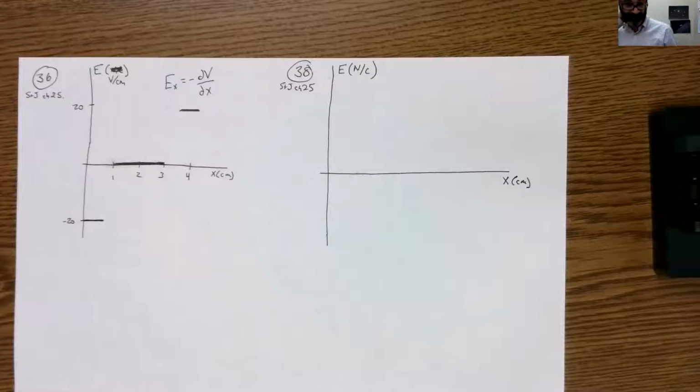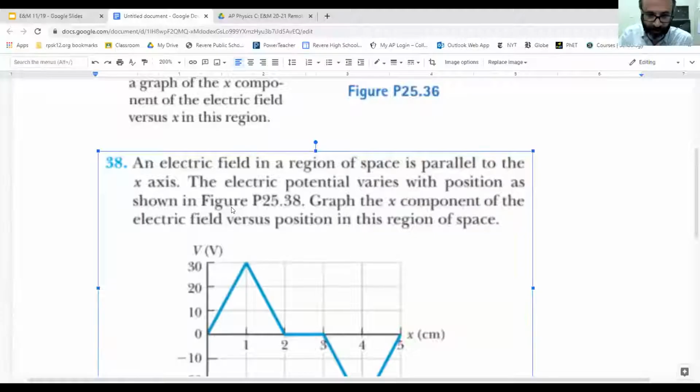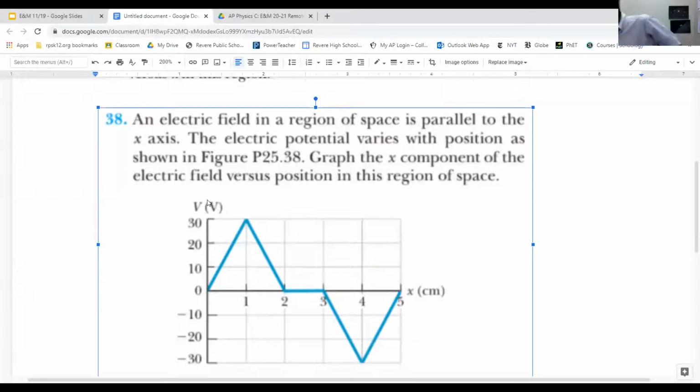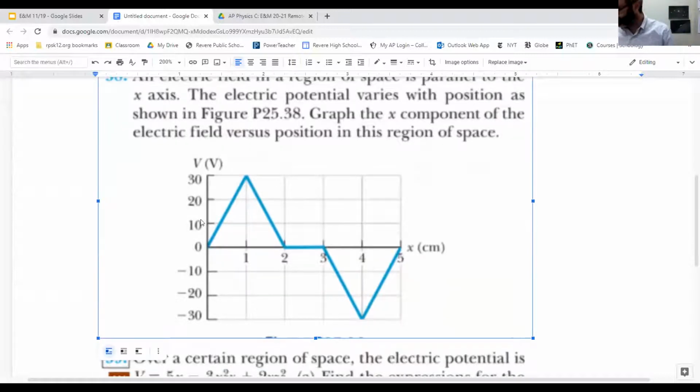38 is going to be pretty similar. So let's take a quick look at that graph. I think it's the same question, but a slightly different graph. In number 38, again, it says the electric field is parallel to the x-axis, and it gives us the graph of the potential with position, and it asks us to graph the x component of the electric field. So we use the same idea that the electric field is the negative of the derivative of the potential, and we just take it step by step, region by region.